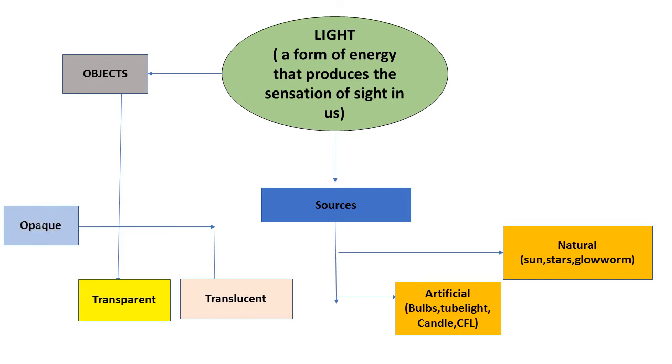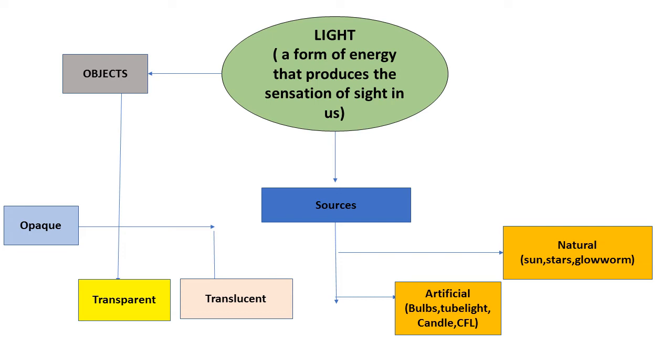Let's talk about transparent objects. An object that allows light to pass through it completely is called a transparent object. We can see things clearly through a transparent object. Some examples are clear glass, clean air, clean water.